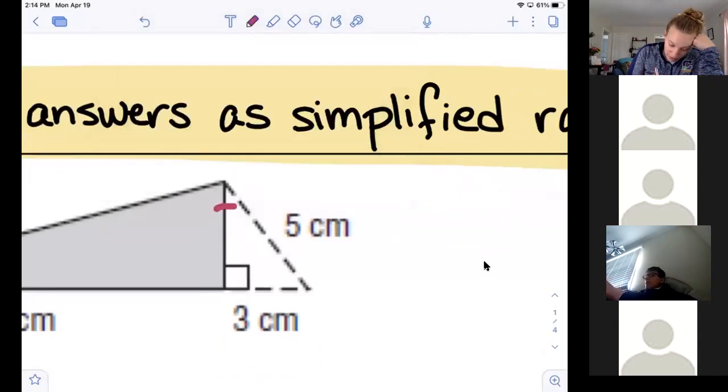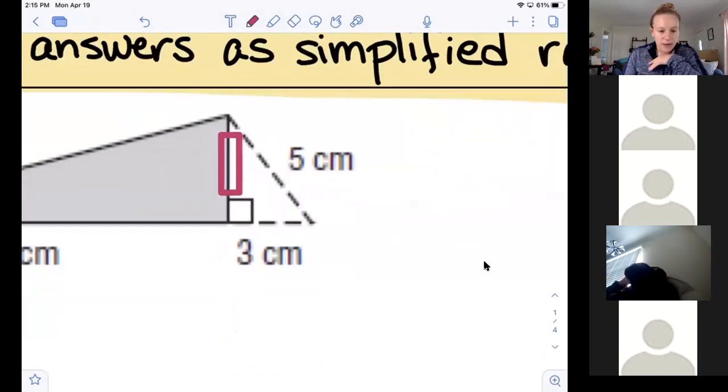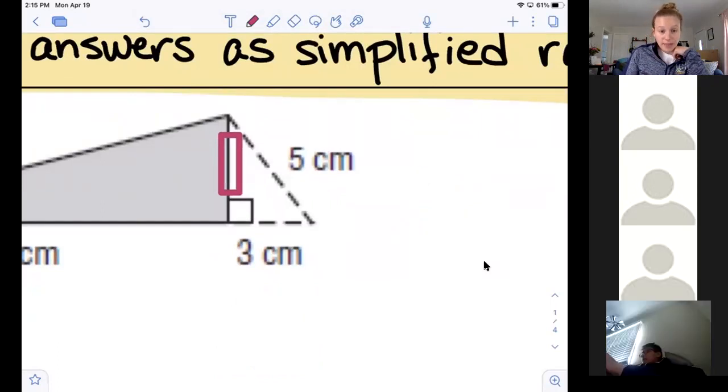I don't know what this length is. And so I'm going to use the fact that one side is 3 and one is 5 to find this missing side. Does anyone know what method I use if I don't know the angles, but I just know sides to find the third side? Pythagorean theorem. Good, Allie, Pythagorean theorem.